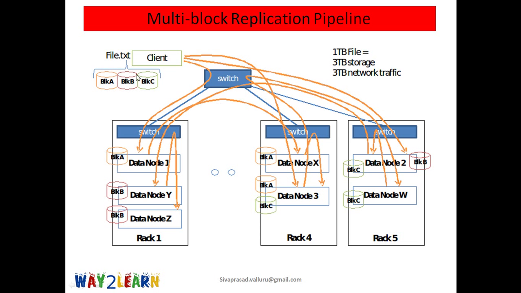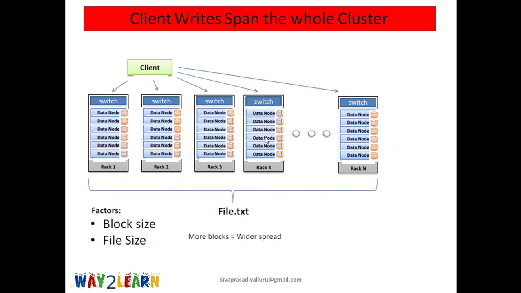And if a file contains multiple blocks, they are replicated along the whole cluster. So if you are storing a 1 terabyte file, you require 3 terabytes of storage and 3 terabytes of network traffic. Also understand that one file will span the whole cluster. The more blocks a file has, the more widespread it is.